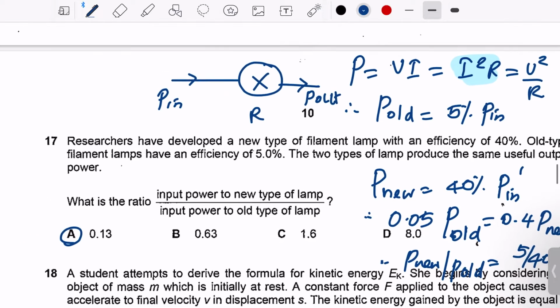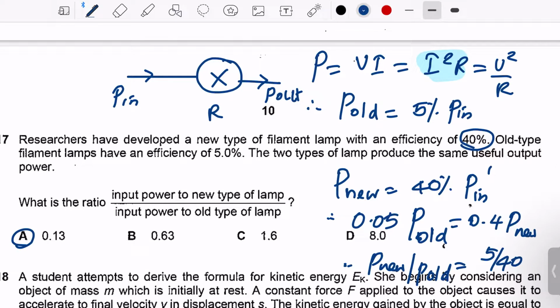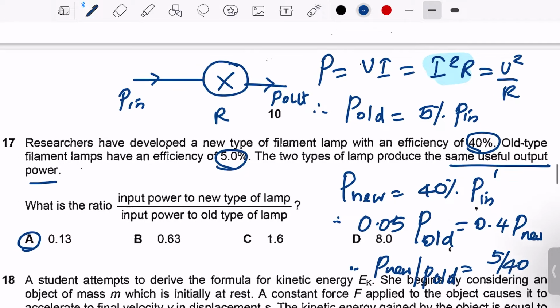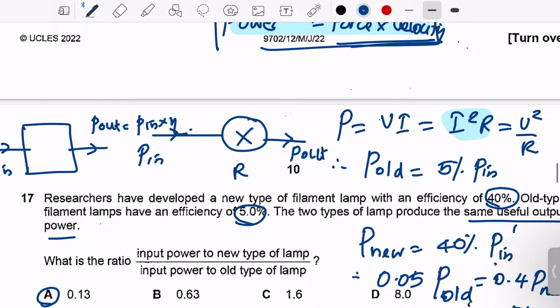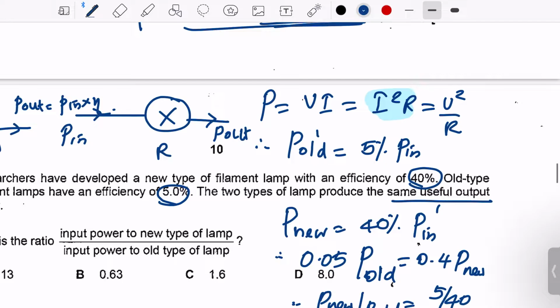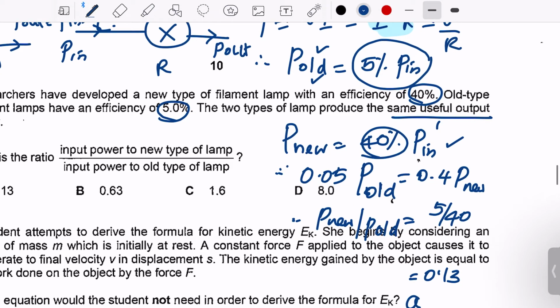Question number 17. Researchers have developed a new type of filament lamp with an efficiency of 40%. The old efficiency is 5%. They make the same useful output power. So we know if you give power in, power out will be power in times efficiency. Old lamp: whatever power in you give, 5% of that will come out. New lamp: 40% of power in will come out. They say these two output values are the same. So I wrote that these two are the same.